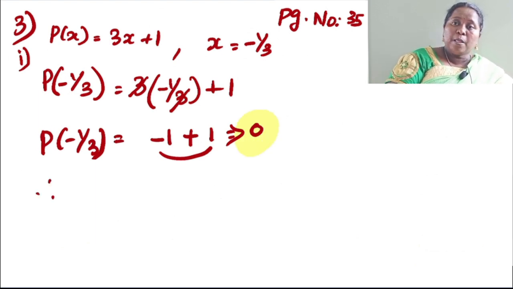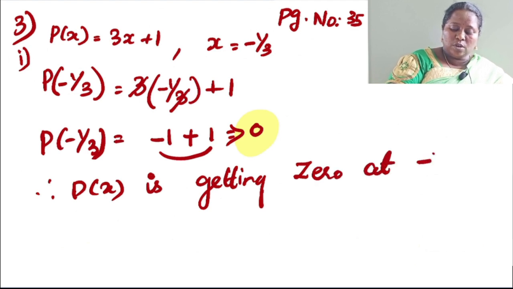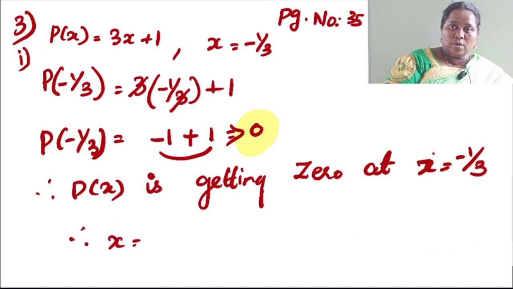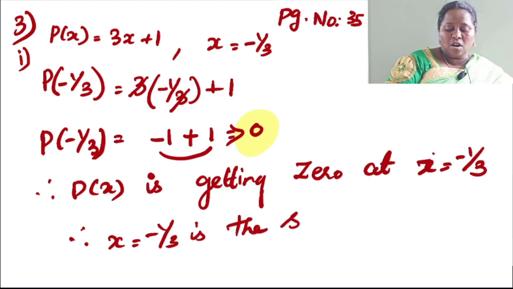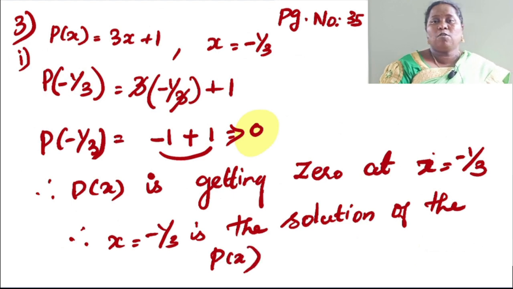Therefore, p of x is getting 0 at x is equal to minus 1 by 3. Therefore, x is equal to minus 1 by 3 is the solution, or root you can say, of the polynomial p of x.